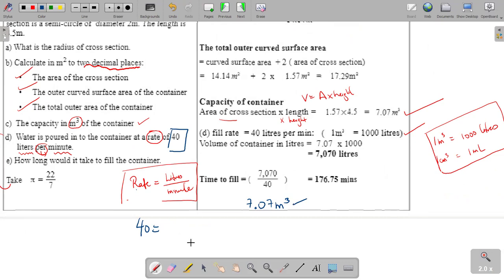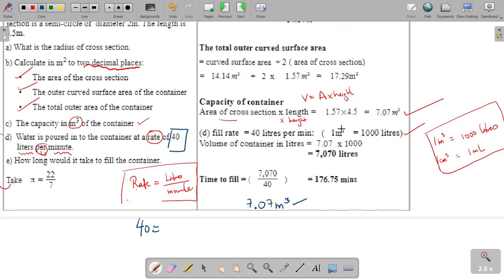This is an important concept we're talking about now, because this is what you have to realize in the exam. Even though you have the volume, you do not have the volume in the correct unit. You need it in liters. So what does that mean? That we have to change what? Meters cube into liters.